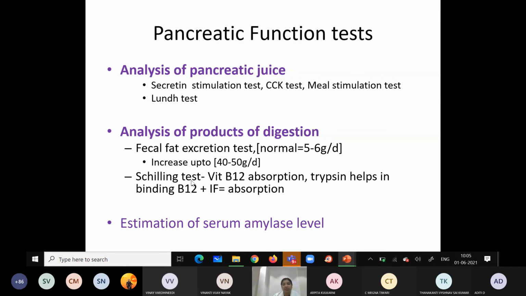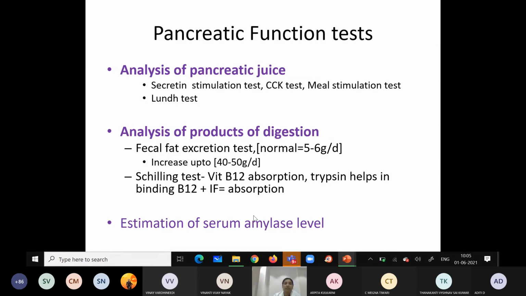Then there is the Schilling test. You must have heard in biochemistry about vitamin B12 absorption, where trypsin helps in binding. It is done to know the absorption rate of vitamin B12 because trypsin mediates binding of intrinsic factor with vitamin B12, whereby the absorption of B12 is regulated. So if the Schilling test shows B12 absorption is less, that means trypsin action is hindered.